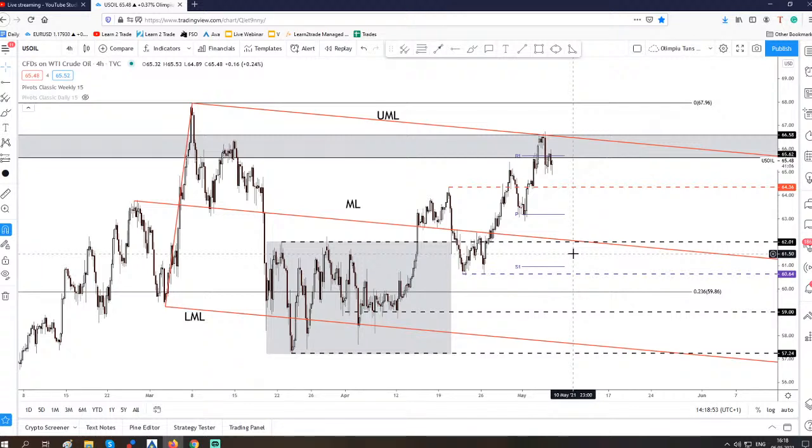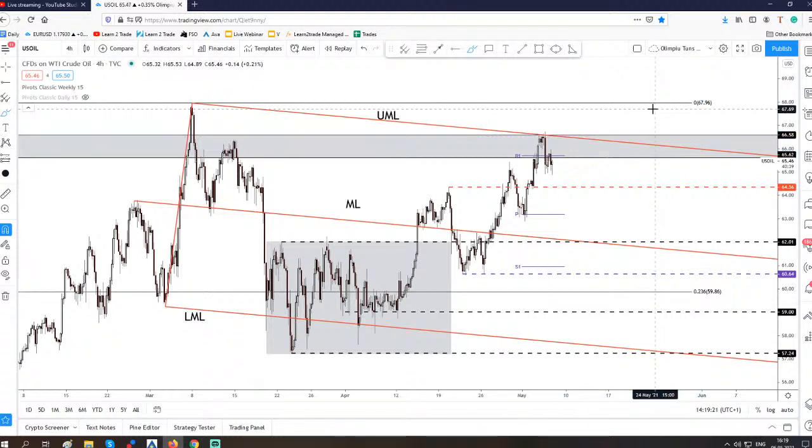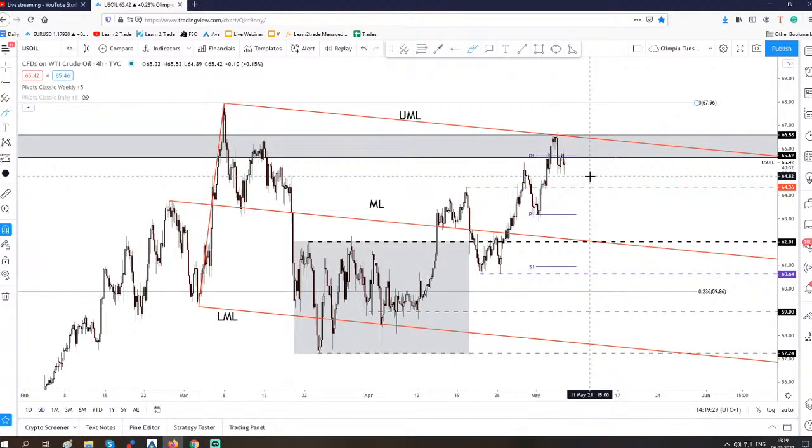So the bias is still bullish on the US oil, guys, and I really believe that a valid breakout here could bring us a new long entry. After a valid breakout, consolidation, test, retests above this upper medium line, above this resistance area, could signal further growth. So right now we don't have a long opportunity as long as the price stays below this resistance area, and the bias is bullish, so we don't have a short opportunity.